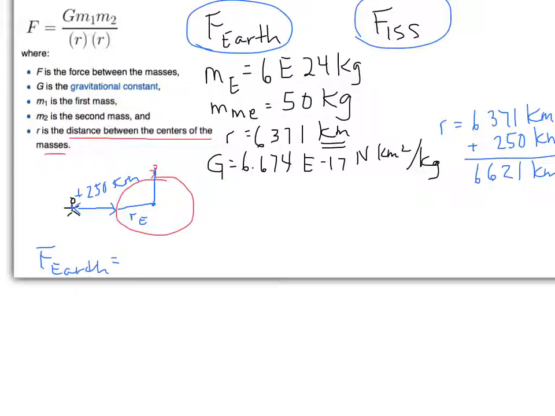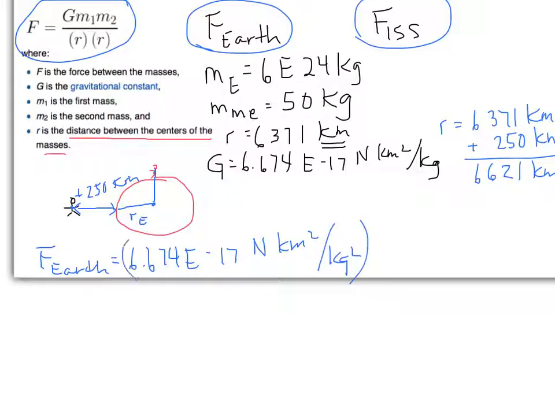So we have G. We're still using Newton's universal law of gravitation as our formula. G is now 6.674 E negative 17 newtons kilometers squared per kilogram squared. Then we need mass 1. Well, we can make that the mass of the Earth, so that's 6e24 kilograms. And mass 2, that's my mass, just 50 kilograms. I feel pretty puny next to the Earth.